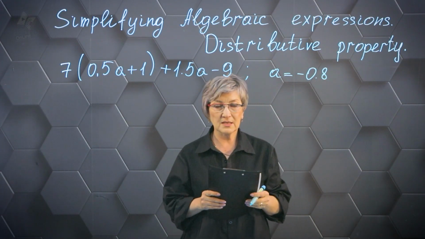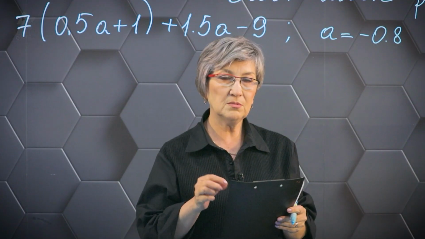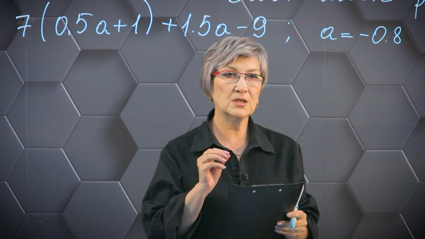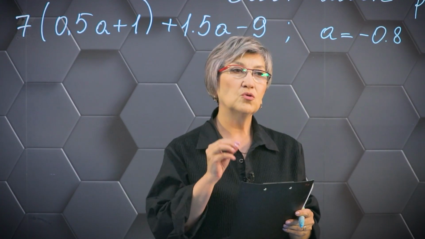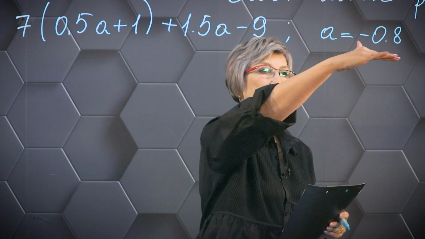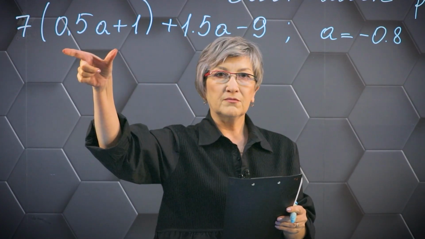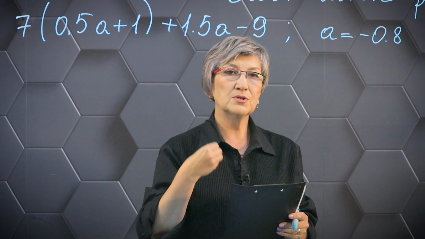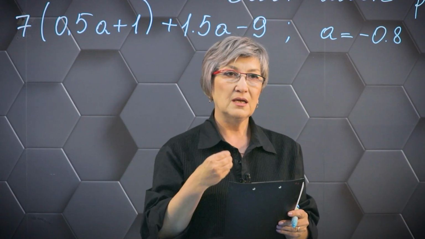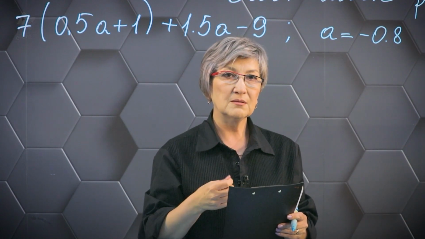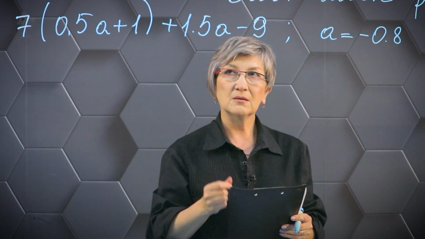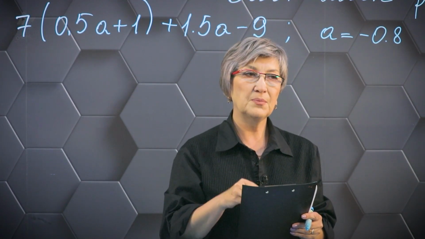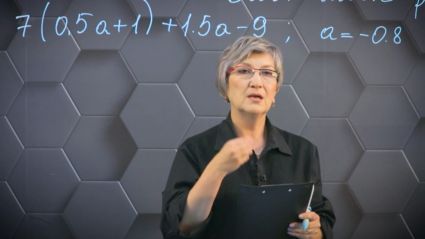In the previous lessons, we talked about the fact that if we need to find the value of an algebraic expression, we can substitute that value into the original example. But in this case, we will need to perform many operations, and that's not a rational algorithm. So let's simplify this expression, transform it using our properties, and then find the value of the expression.